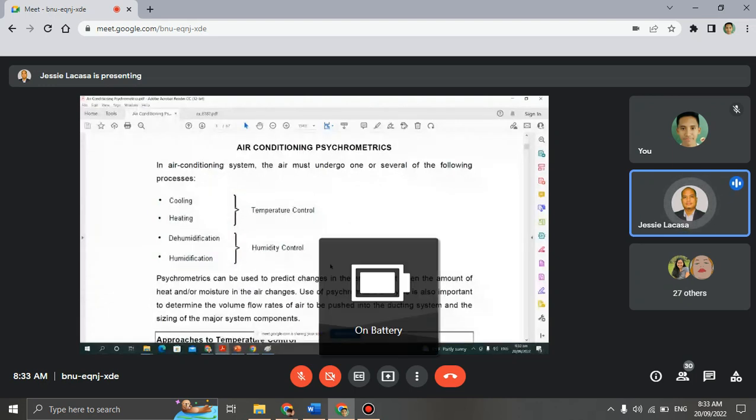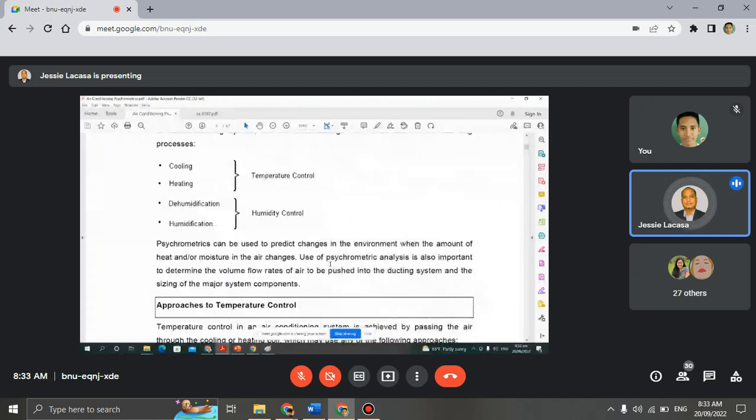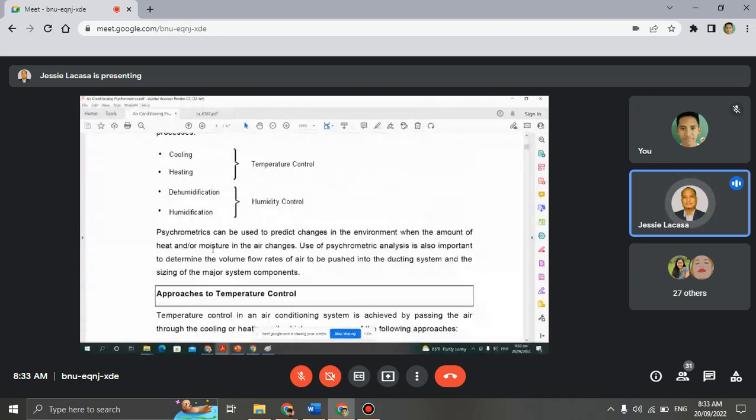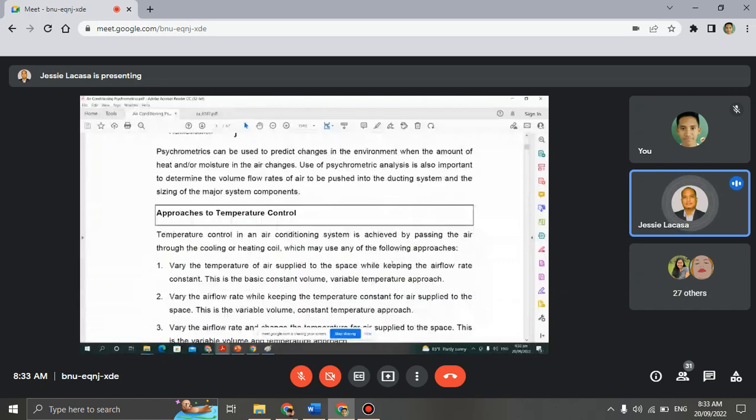So mao na purpose nga kinahanglan natong tun-an ang psychrometrics, the psychrometric properties of air. So psychrometrics can be used to predict changes in the environment when the amount of heat and or moisture in the air changes. So use of psychrometric analysis is also important to determine the volume flow rates of air to be pushed into the ducting system and the sizing of major system components, para makahibaw ta og unsay size sa atong ducting gamiton, and for example pila ka amount sa chilled water, the flow rate sa chilled water ang atong gikinahanglan para enough siya maka-provide sa requirement sa air handling unit.